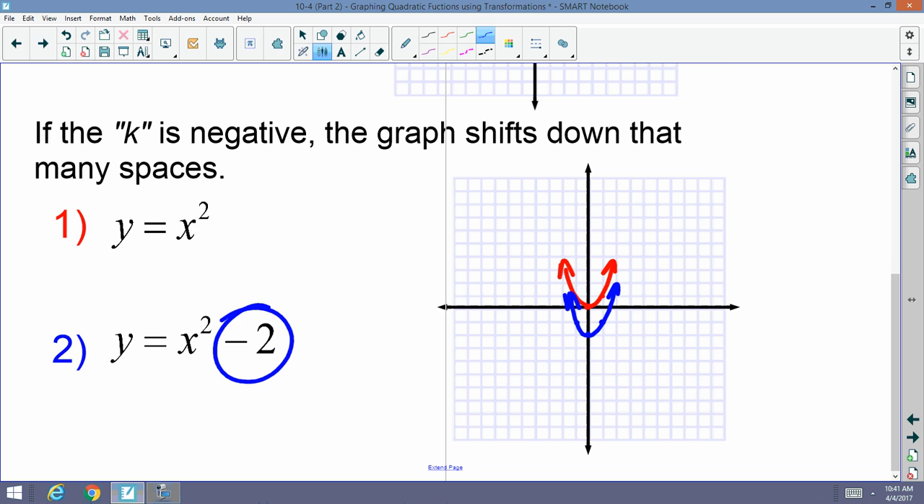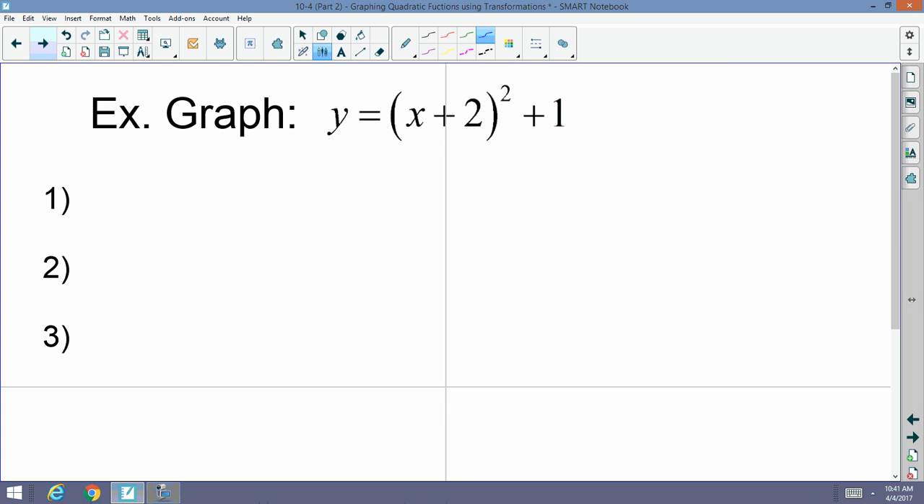Okay, now, let's put this together. I want to graph x plus 2 squared plus 1. Okay, guys. I got two ways to do this, all right? I think they're both easy. I think they're both worthy of being taught, and I definitely need you to decide what you want to run with, okay?